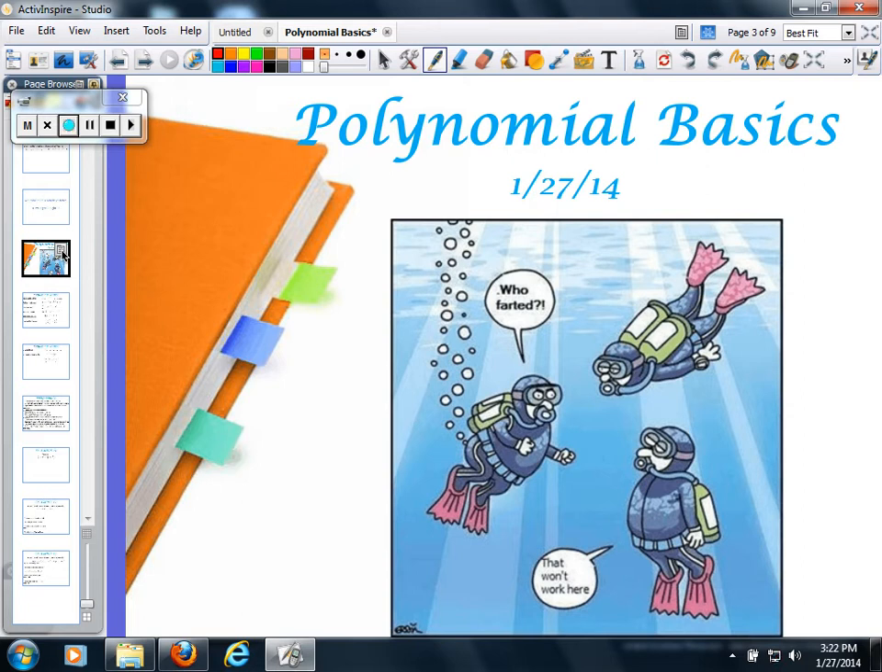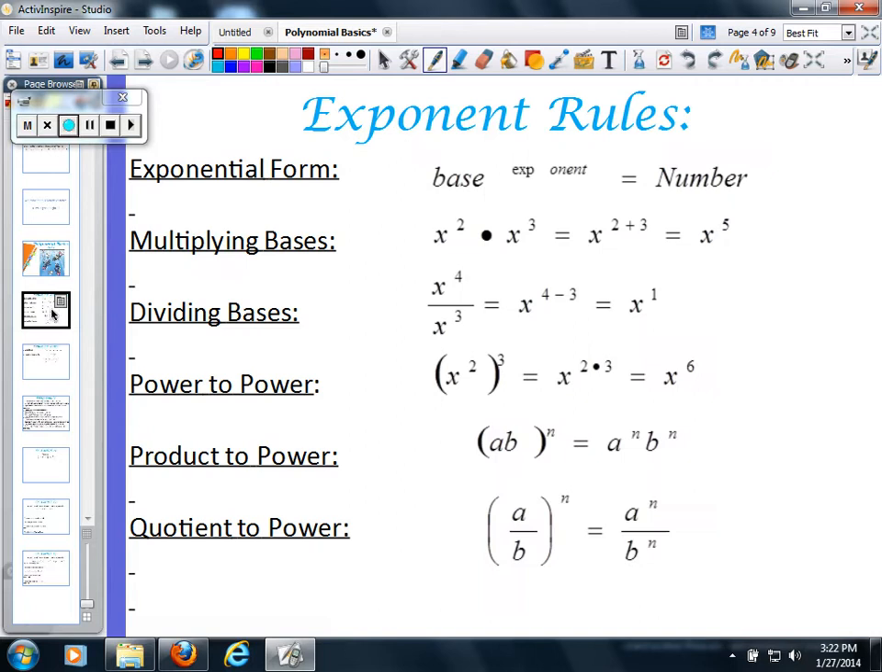Alright, so we're going to start with Polynomial Basics. There's going to be a lot here. I'm going to suggest that you actually pause it on a couple of these screens so you can get some stuff copied down. So Polynomial Basics, we have our exponent rules.